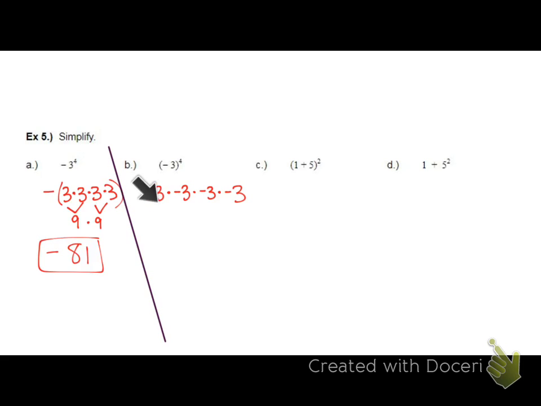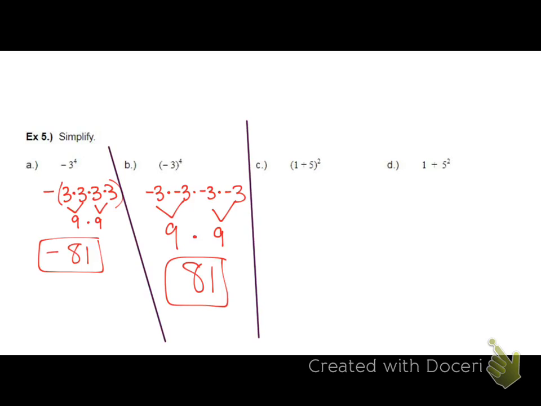So letter B, I already expanded it to show how it was different from letter A. So this time a negative times a negative times a negative times a negative means my answer will come out positive. Negative times a negative is a positive. And then we have a positive times a positive, which is, of course, still positive. Questions about A or B? Split these up a little bit.